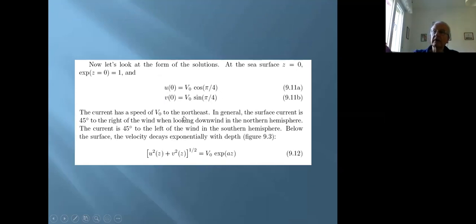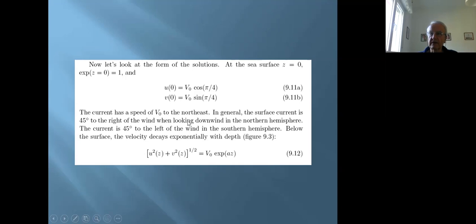This is how we already underlined in the important concepts that the current has a speed V0 at the northeast, and in general the surface current is 45 degrees to the right of the wind when looking down in the northern hemisphere. These two equations mean that. In the southern hemisphere, obviously, it is opposite. Below the surface, the velocity decays exponentially with depth.